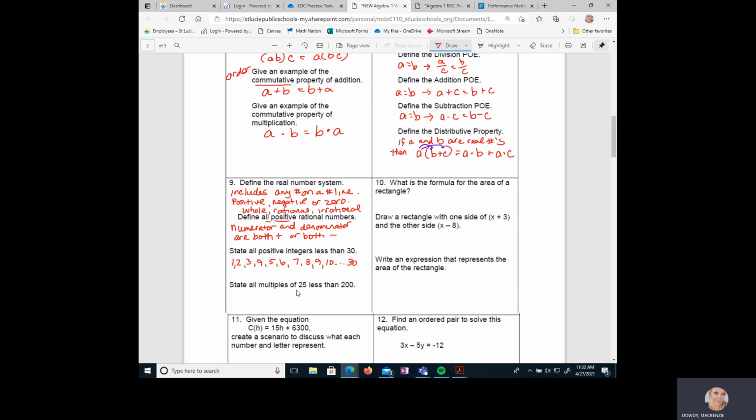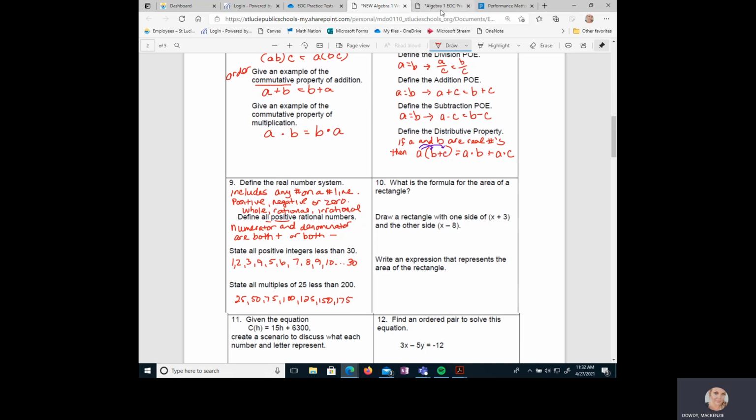All multiples of 25 less than 200, you have 25, 50, 75, 100, 125, 150, 175, and I'm going to stop there because it says less than 200.